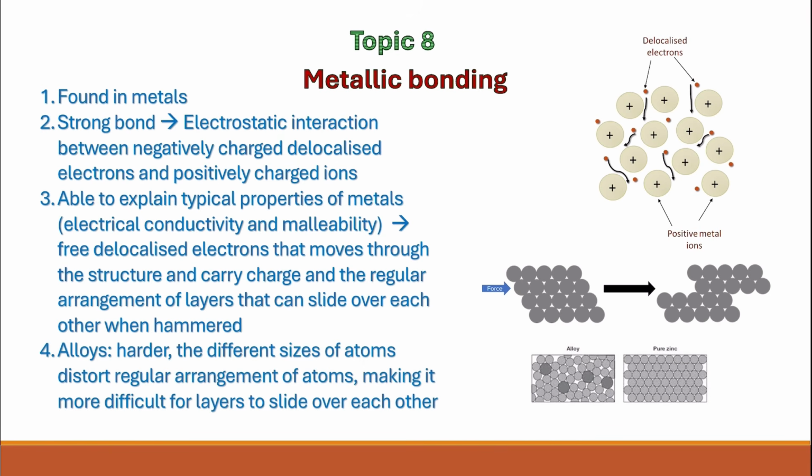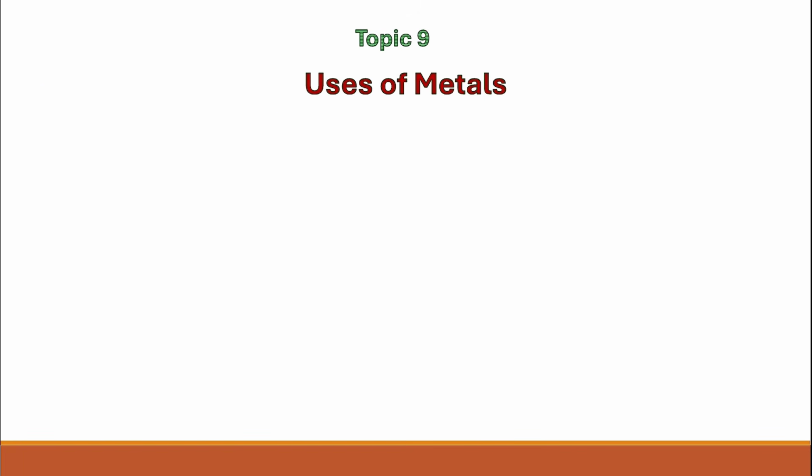They distort the regular arrangement of the atoms of the metal itself, making it more difficult for the layers to slide past each other. So this is an alloy, and this is the extra metal that was added. Uses of metals, so not too common in the exam, but just in case, what you need to know. Copper, there was a question about what properties of copper make it good to be used in wiring.